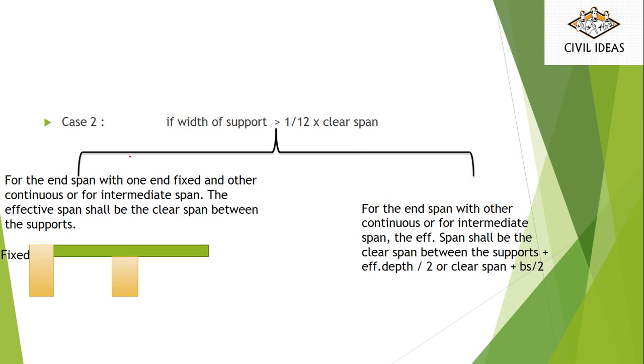Case number 2: for the end span with one end fixed, here this portion is fixed, and the other continuous, or for an intermediate span, the effective span shall be the clear span between the supports. For the end span with the other end continuous, or for intermediate span, the effective span shall be the clear span between the supports plus effective depth by 2, or clear span plus bs by 2. The bs is the width of the column.